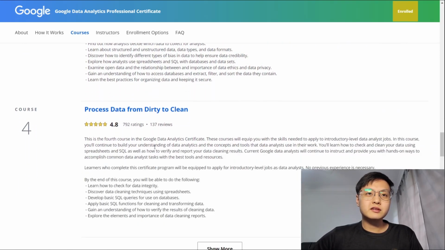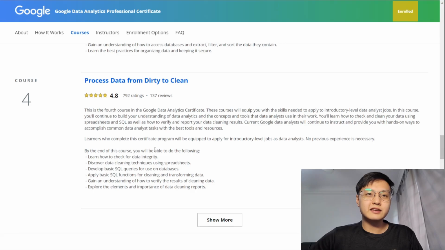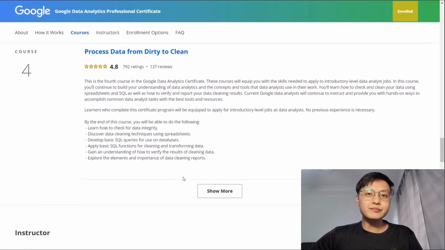The next course focuses mostly on cleaning data. So you'll learn a lot of intensive SQL stuff right here. It says that you'll be applying basic SQL functions for cleaning and transforming data. Now this is really useful if you're thinking of applying for a data analyst job because most of them would require some sort of SQL or at least a basic level of SQL before landing that job.